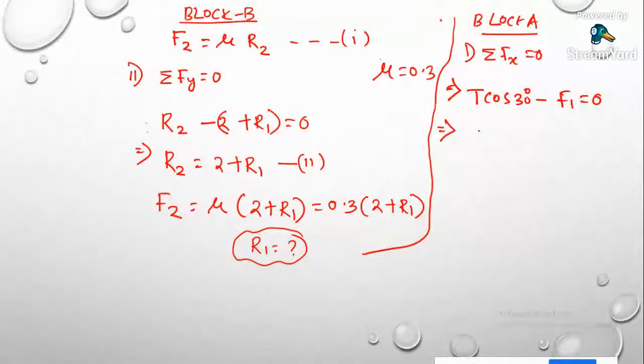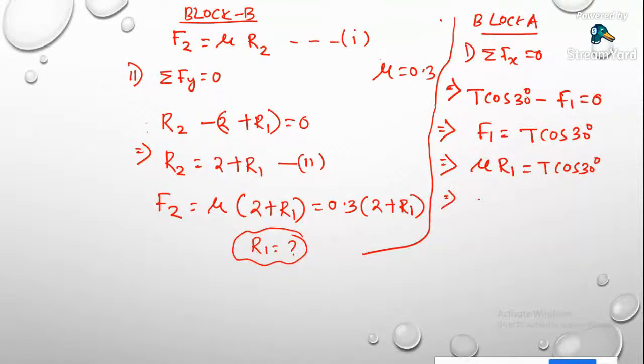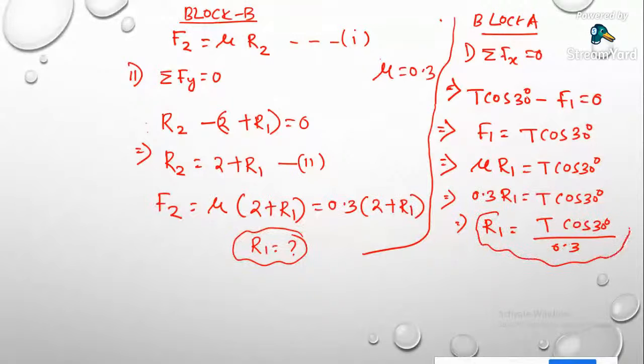Okay, so this F1 will be equal to T cos 30 degree. And this F1, I can write, this is mu into R1 will be equal to T cos 30 degree. Here mu is 0.3, so 0.3 into R1 will be equal to T cos 30 degree. So R1 will be equal to T cos 30 divided by 0.3. So this is the R1 value.